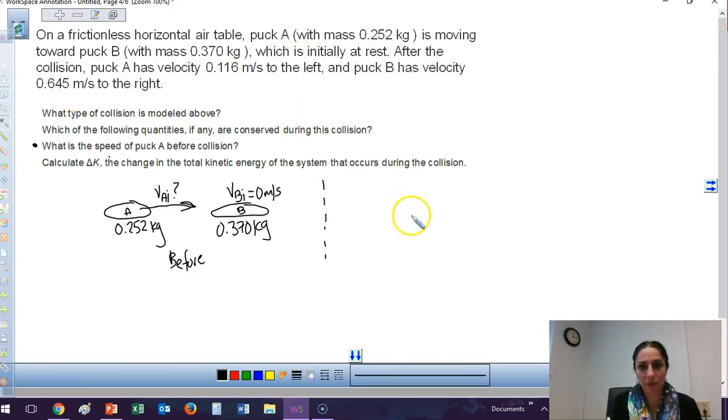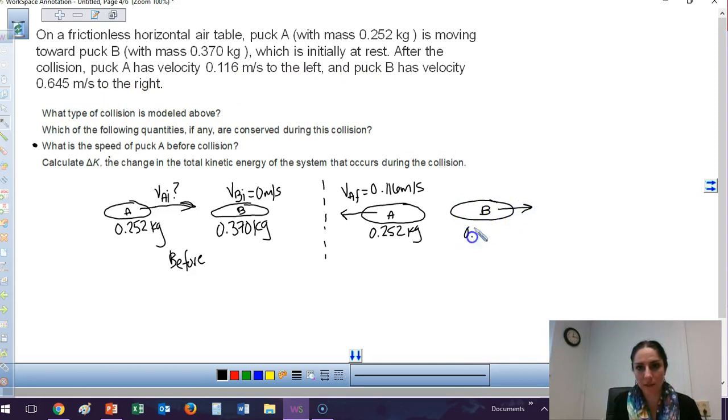So let's see. After the collision, puck A has a velocity to the left. So I'm going to go ahead and model that way. So puck A, with still a mass of 0.252 kilograms, now is moving to the left. So its final velocity is 0.116 meters per second. And puck B has a velocity to the right. Okay, so I'm going to draw it like this with B to the right. Still has the same mass, so it will keep its mass, and velocity B final then is 0.6545 meters per second, like that. So there's our scenario.